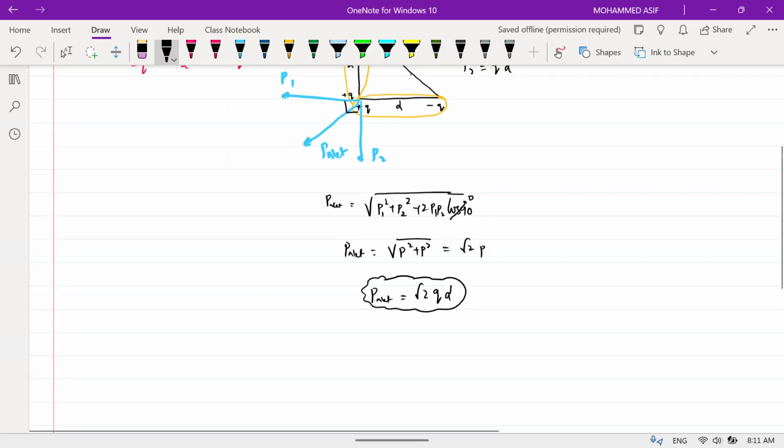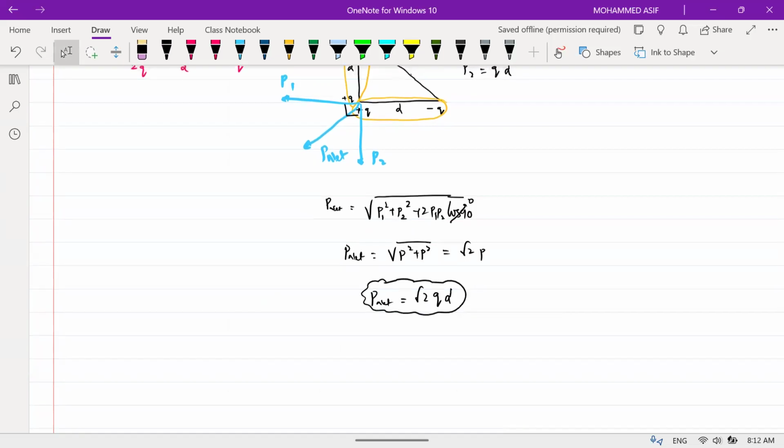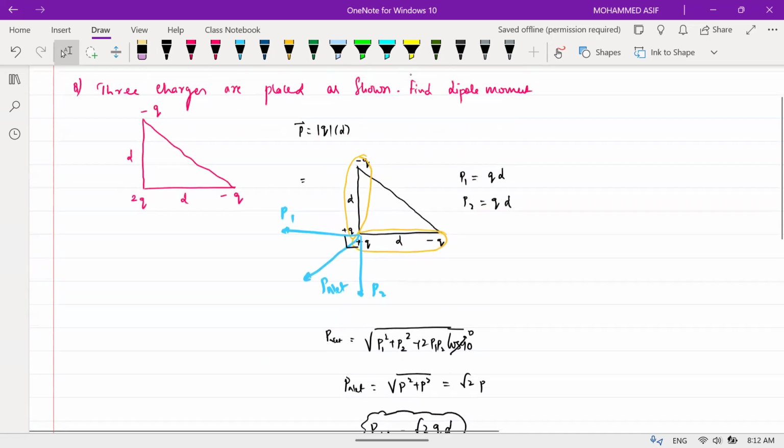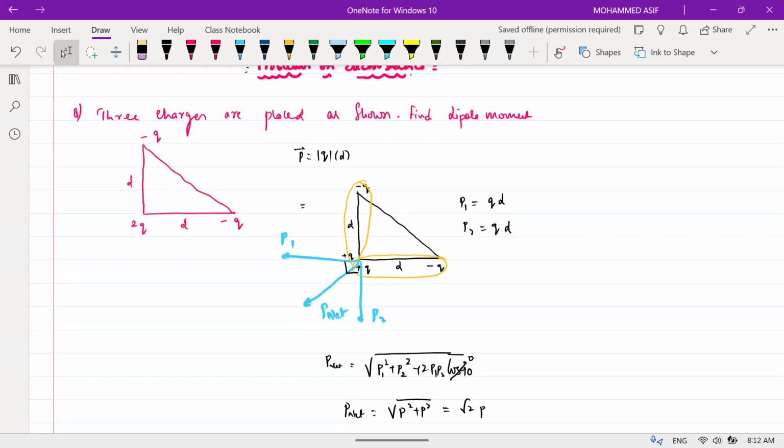Am I clear? Any doubt in this one? See the question once again. We need to calculate the dipole moment. Dipole moment formula is how much per meter? P is equal to your q into your d. Clear? Done, beta? Am I audible? Yes, sir. Chalo.